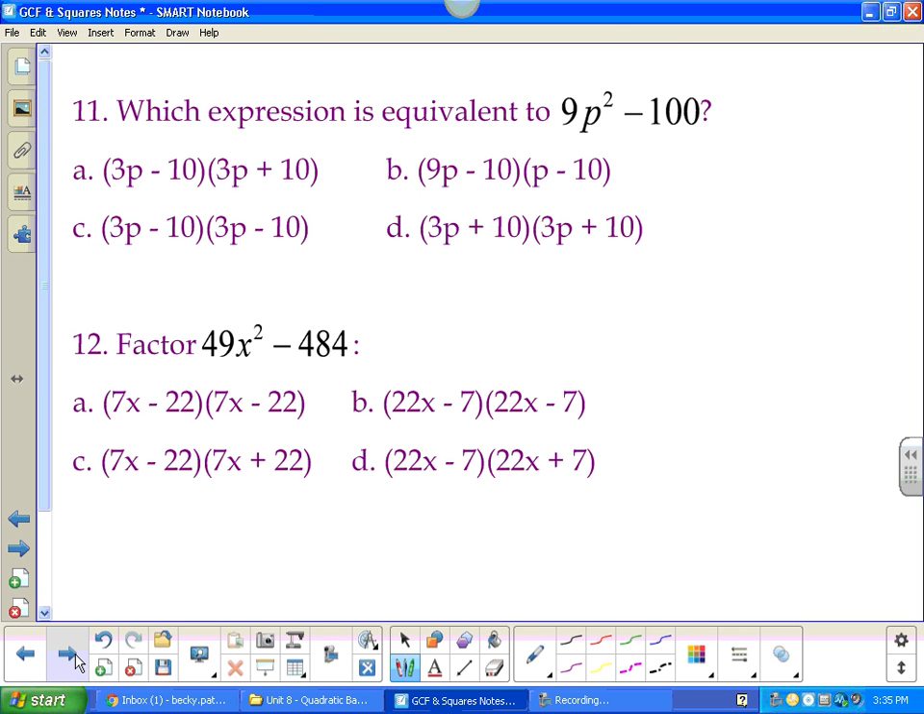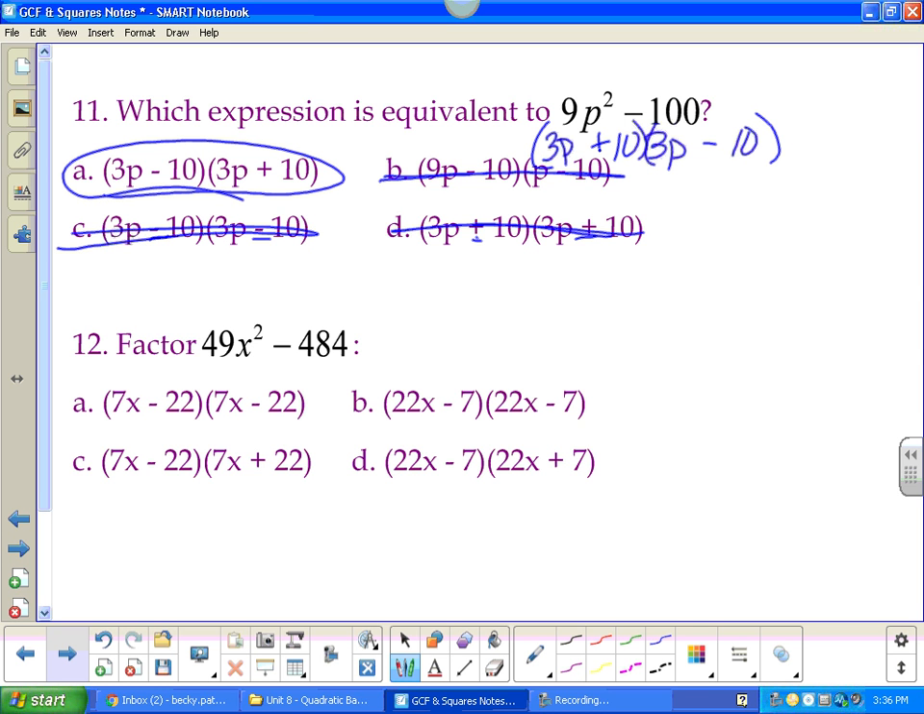It says which expression is equivalent to 9p squared minus 100. These are squares. I have 2 terms. There's a minus sign in the middle. My 9 and my 100 are both squares. My power is even. So when I factor this, it's going to go 3p and 3p, 10 and 10, 1 plus, 1 minus. So I know it's not this one because they went 9 and 1. This one has 2 positives. This one has 2 negatives. There you go.